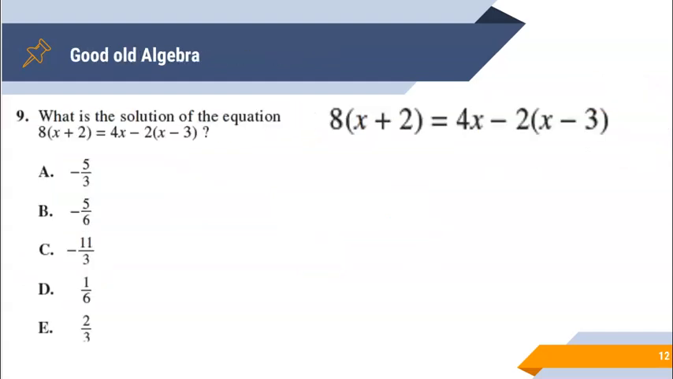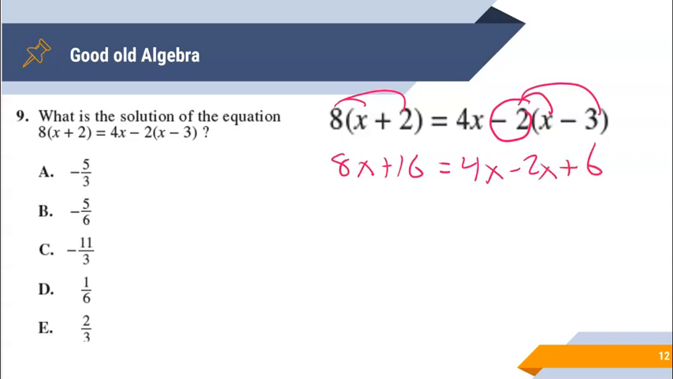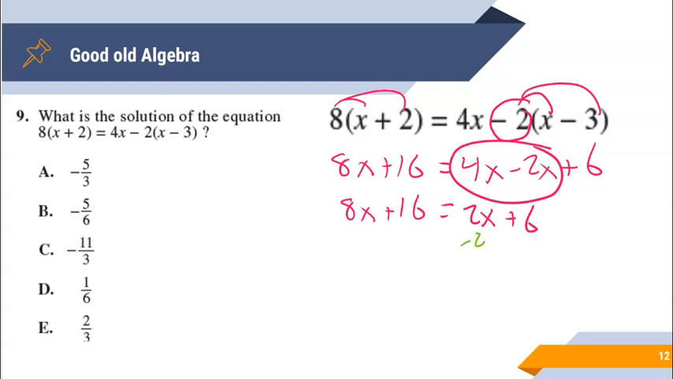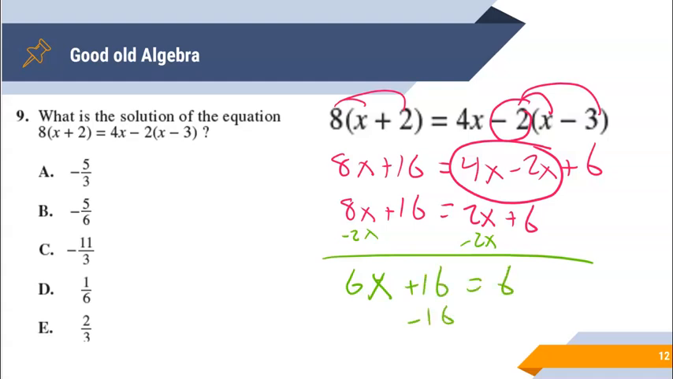Okay, the ACT also has just some good old-fashioned algebra here, right? So we would distribute the 8, right, and get 8x plus 16. Distribute the negative 2, so be careful with that. It becomes plus 6, right? And now if we combine like terms, I believe these will combine to be 2x. And then I'd probably subtract 2x from both sides. That would give me 6x here. I'd probably subtract 16.